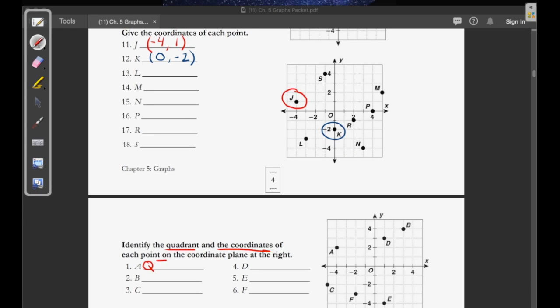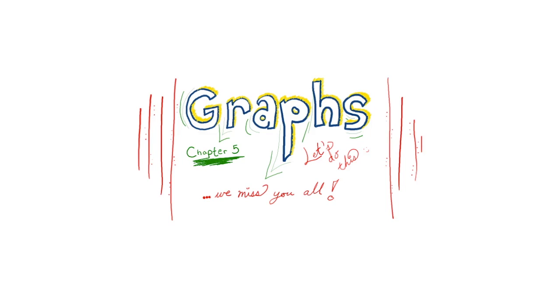If you look at number 1, letter A is in quadrant 2. So it's locating the quadrant. And then I'm writing my coordinate point. So take the time to answer all of these questions and follow the lesson plan. Hopefully this isn't too bad of a lesson, so good luck.